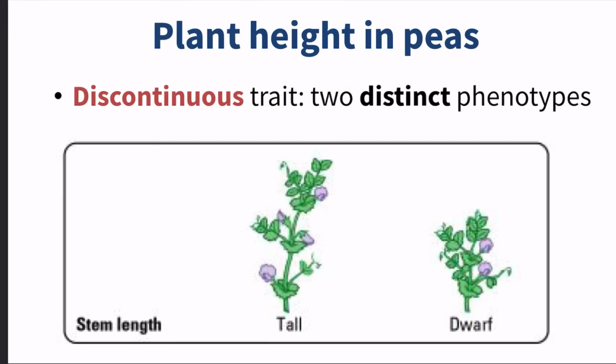Plant height in peas is considered a discontinuous trait. And what that means is that there is no in between, right? The plants are either tall or they're dwarf. There is no dwarf and then a little higher than dwarf and then a little higher and then tall plant. So there's only two distinct phenotypes.